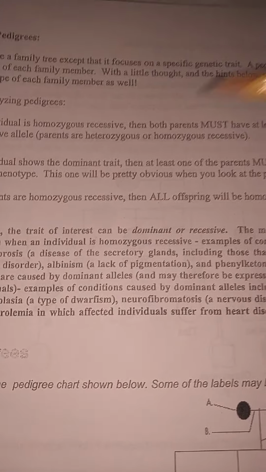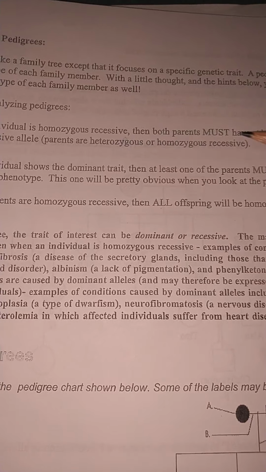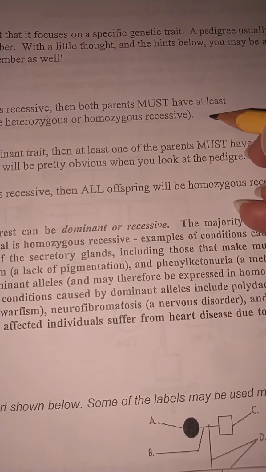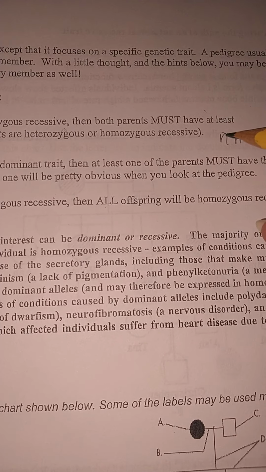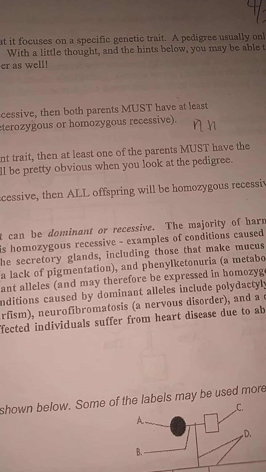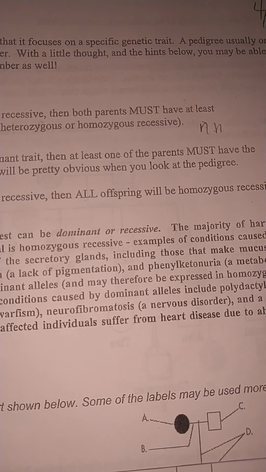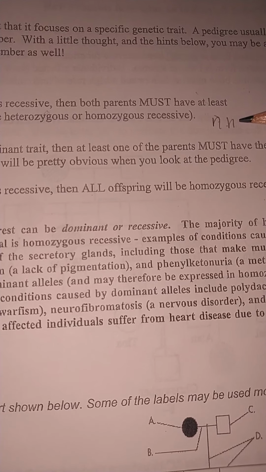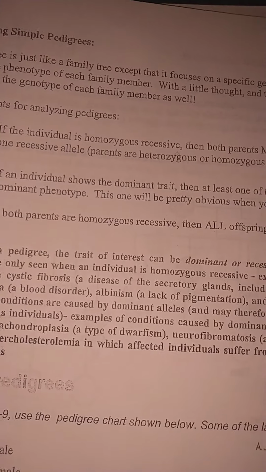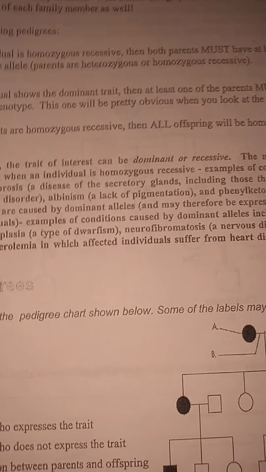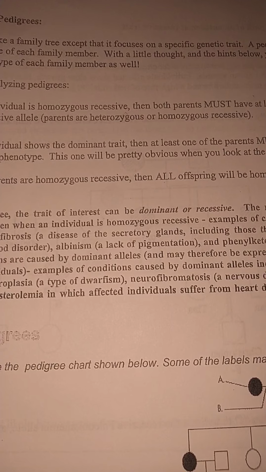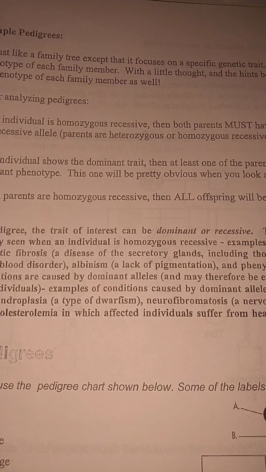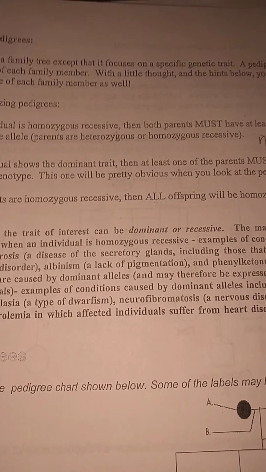So hints. If an individual is homozygous recessive, then both parents must have at least one recessive allele. Okay, if they're homozygous recessive, we'll just say little n. That means mom had to have a little n to give them, and dad had to have a little n to give them. So both parents would have at least one little n. And then based on whether or not they're showing the trait, we could figure out what their other gene would be. Okay. If an individual shows a dominant trait, then at least one parent must have the dominant phenotype. So if we're looking at dominant traits and we have an offspring with that dominant trait, then at least one parent had to have that dominant trait.